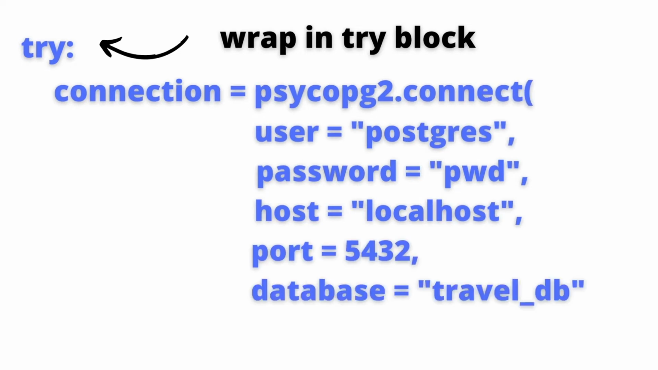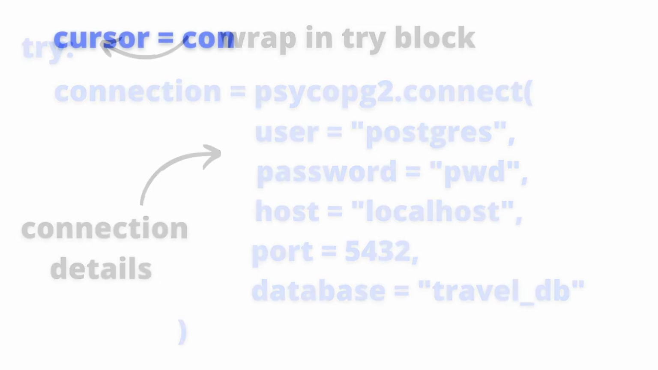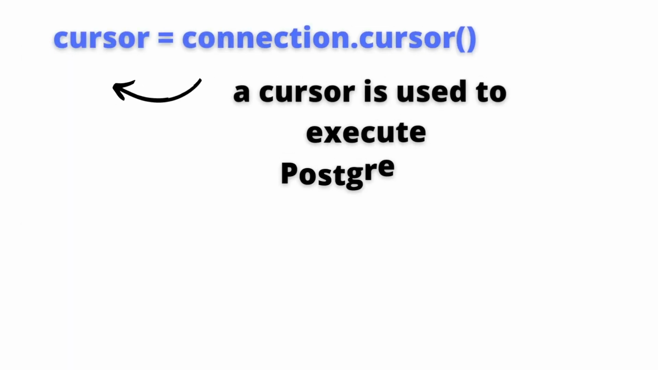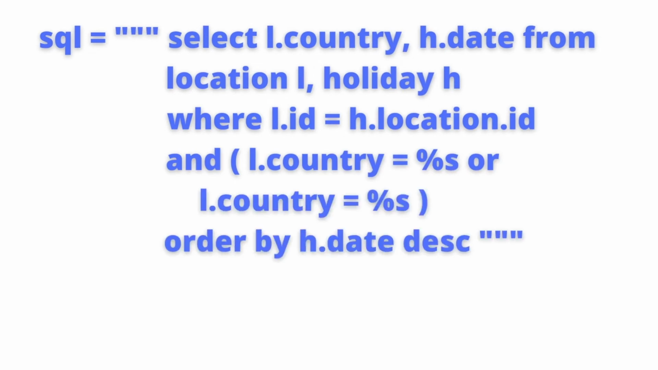We create a connection object by calling the connect function of the driver. Into the connect function we pass the user, the password, the host, the port, and the database. We create a cursor object by calling the cursor method on the connection object. A cursor allows us to execute SQL against a Postgres database.